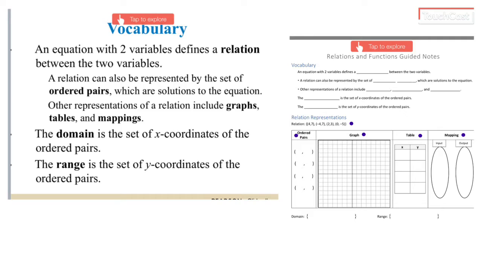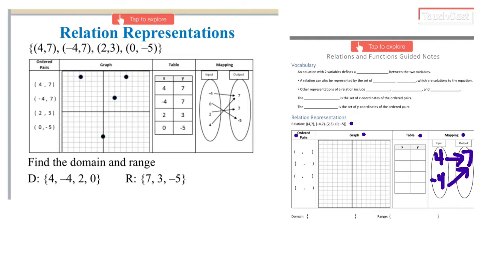So with a mapping, what we want to do is think about all of the things that we input, and so that's the same thing as all of our x-coordinates, which are in our domain. So if we think about our first one, we've got 4, and it maps to 7. And then we would put in a -4, and it maps to 7 as well. And then you could continue on. I don't have enough room in this one, but if you look on the next slide, here's all of the answers, so you can check your work and make sure you're good to go. So those are different ways to represent a relation.